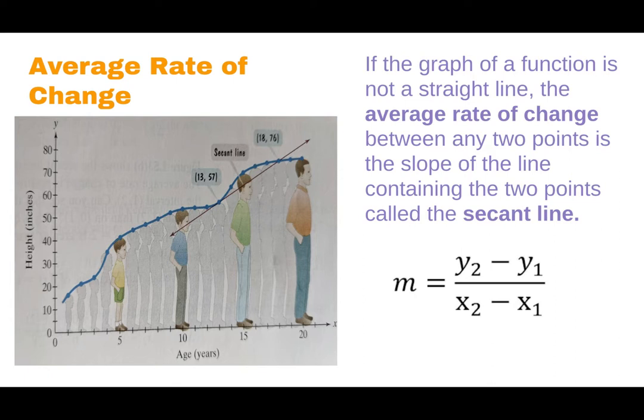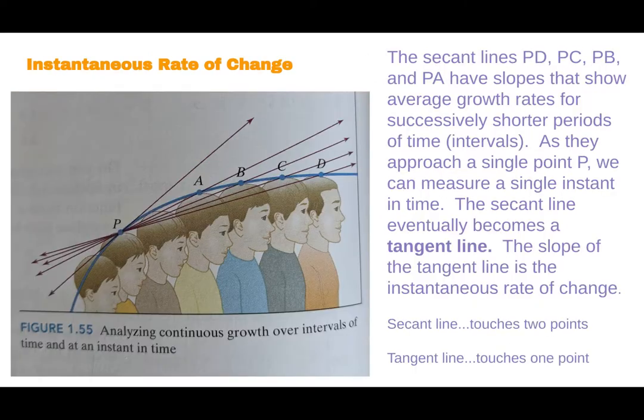Then we went into, recently, the average rate of change, which is when we have a graph that is a curve and not a straight line. So we look for the average rate of change between any 2 points. And the line that we draw between those 2 points is called the secant line. We simply use the slope formula to find the rate of change on that interval.